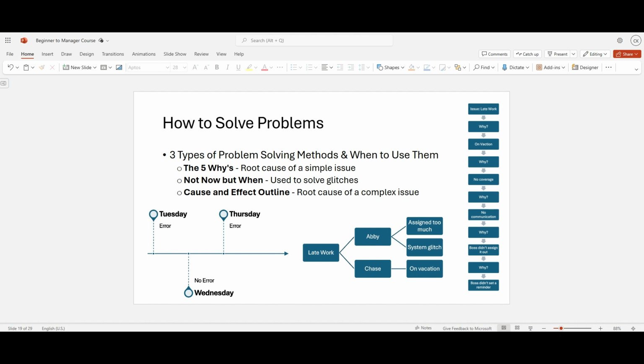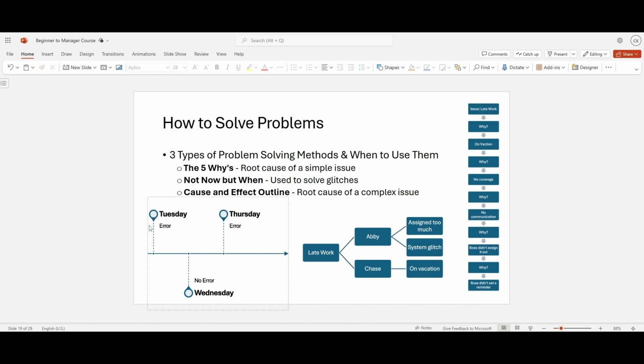The next one, not now, but when. This is a little bit more of a timeline, and this is primarily when you're trying to detect a computer error or a glitch. You want to start mapping when it happens and then when it doesn't happen, and then figure out the difference on why that is.